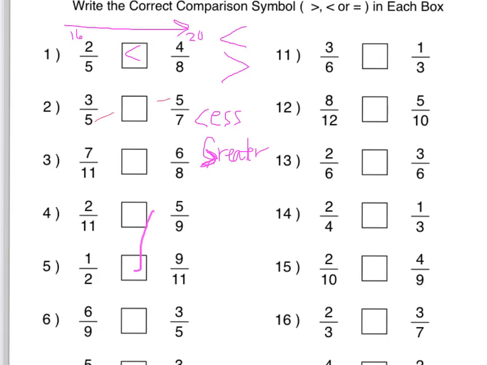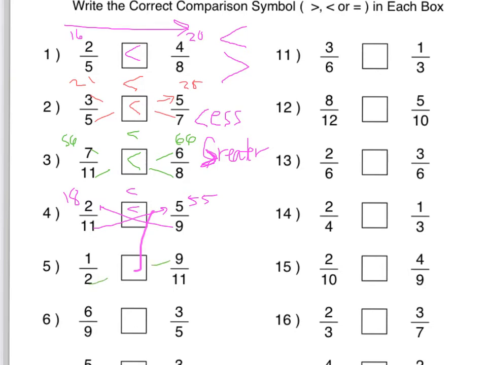5 times 5 is 25. 7 times 3 is 21. 21 is less than 25, so 3/5 is less than 5/7. Okay, 11 times 6 is 66. 8 times 7 is 56. 56 is less than 66, so 7/11 is less than 6/8. Alright, 11 times 5 is 55. 9 times 2 is 18. 18 is less than 55, so 2/11 is less than 5/9.